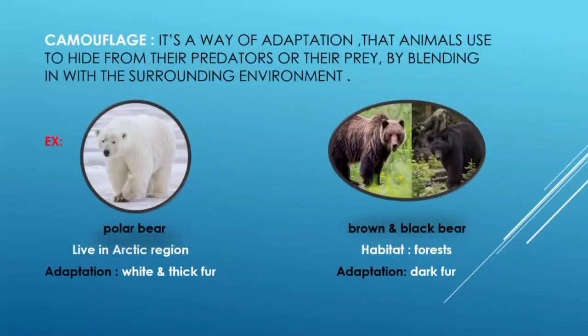So how does the prey survive or hide from the predator? Or how does the predator hide to hunt its prey? This happens by a way called camouflage, and it's used by prey and predator. So what does camouflage mean? Camouflage is a way of adaptation that's used by animals to hide from their predators if they are prey, or hide from their prey if they are a predator.